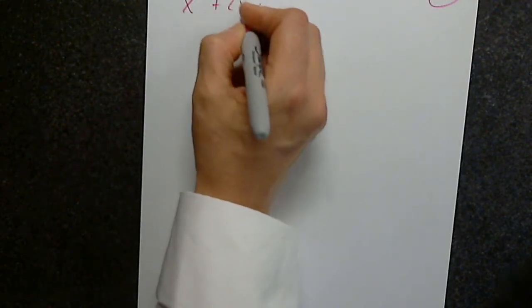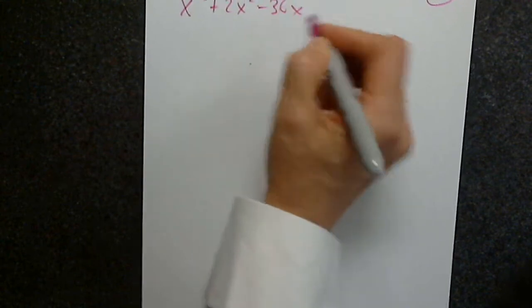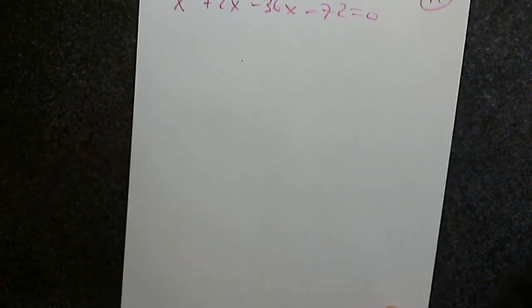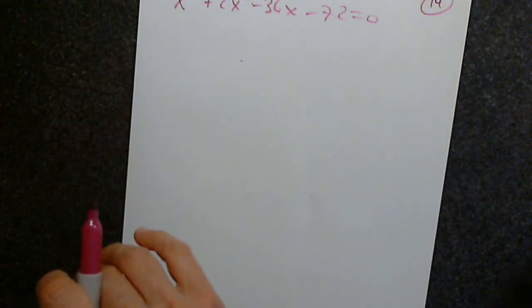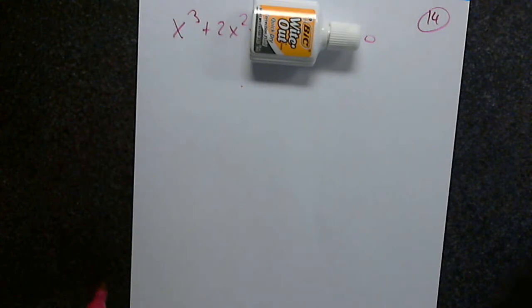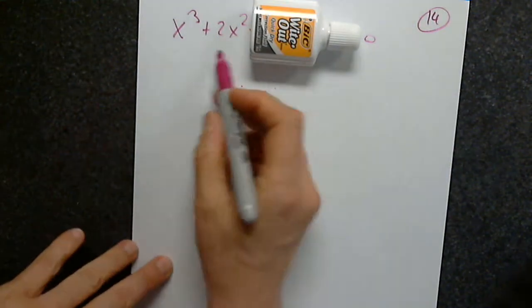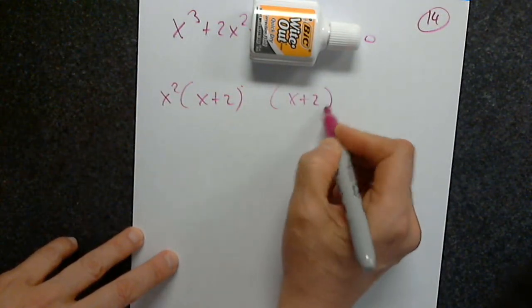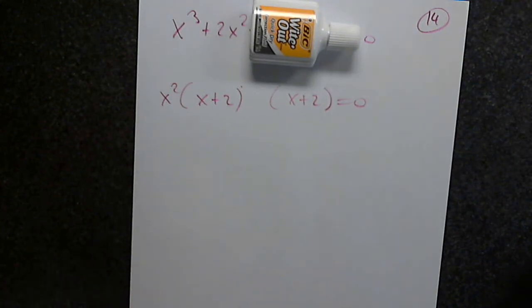So x cubed plus 2x squared minus 36x minus 72 equals 0. It's a polynomial equation, and of course, 4 terms. What does that mean? By grouping. From the first two, I factor out x squared to get x plus 2. If I don't get an x plus 2 from the other two, I may be on the wrong track, number 1, or it's not factorable.